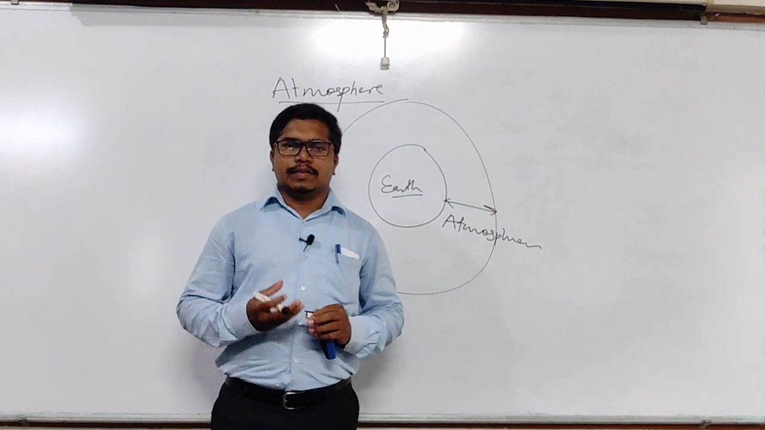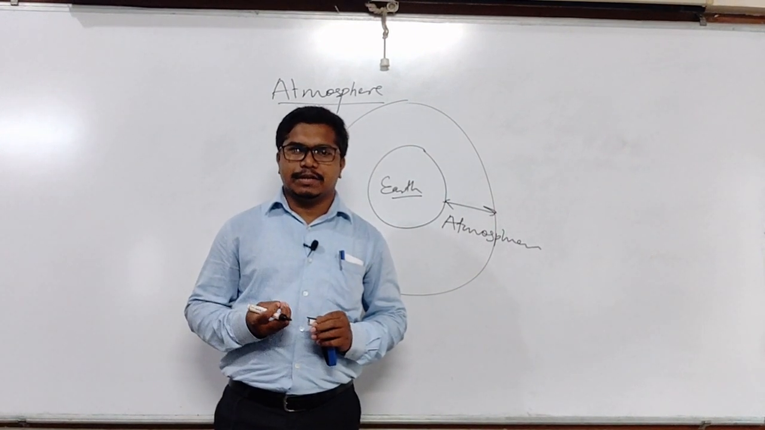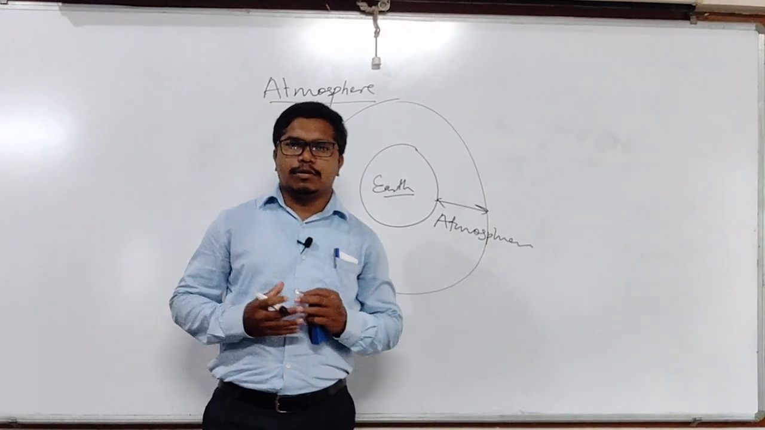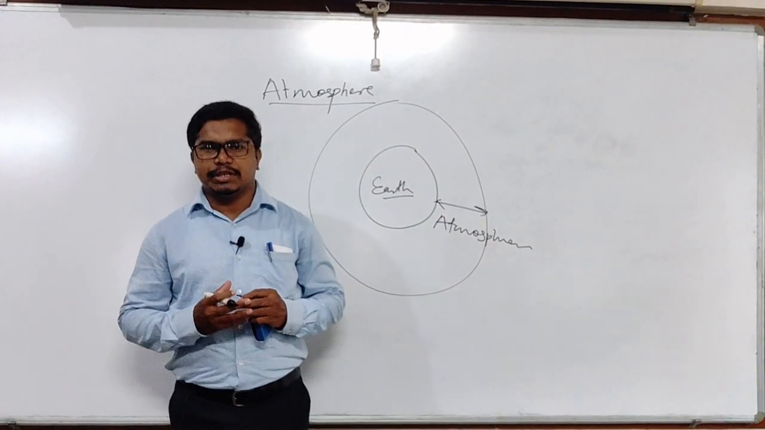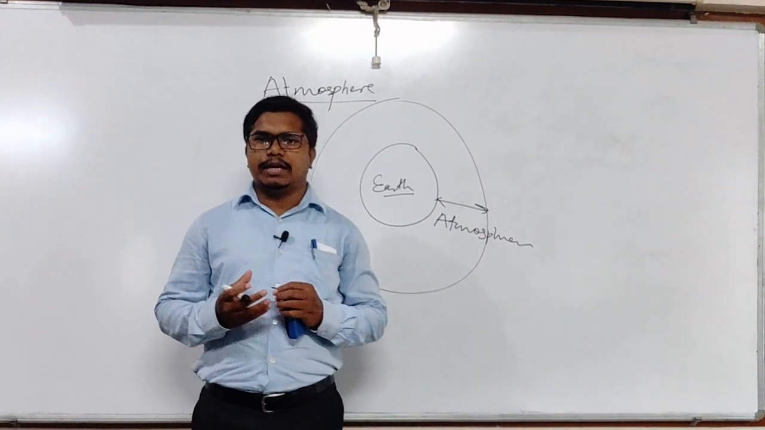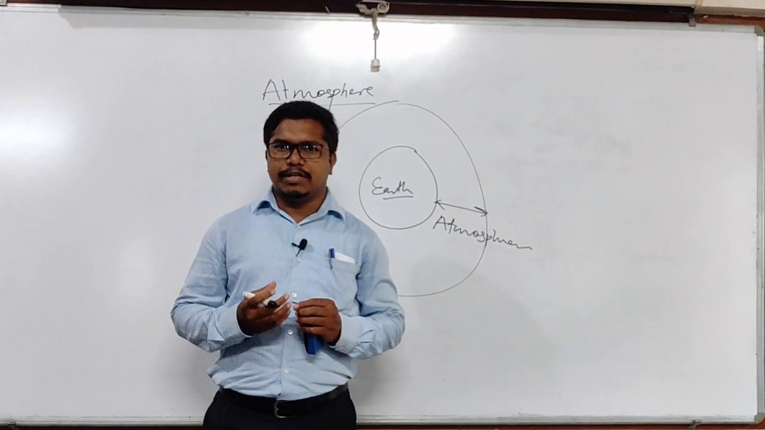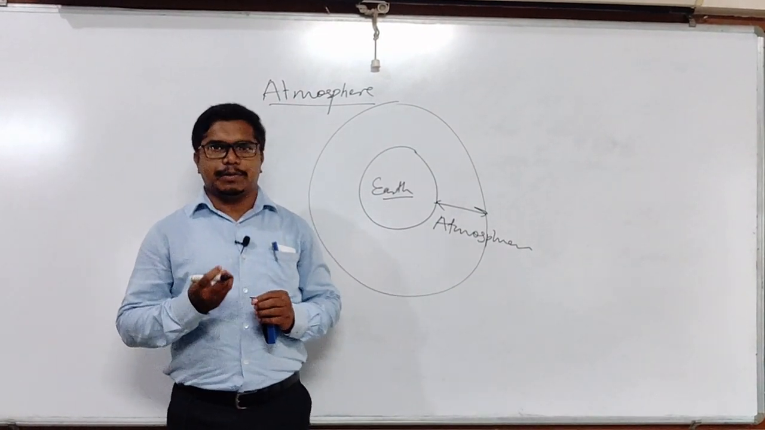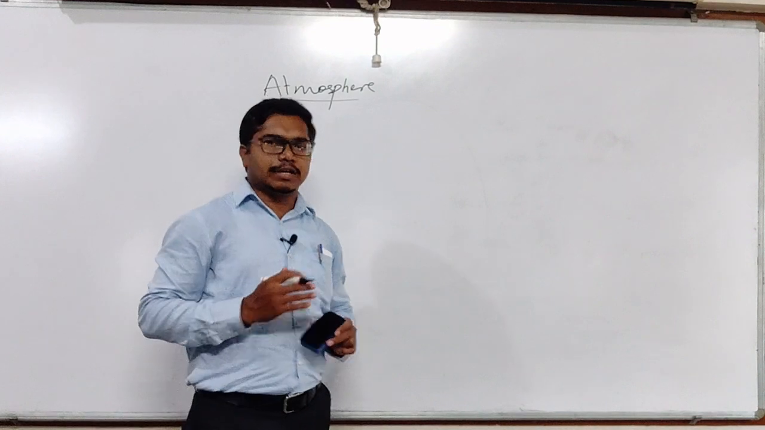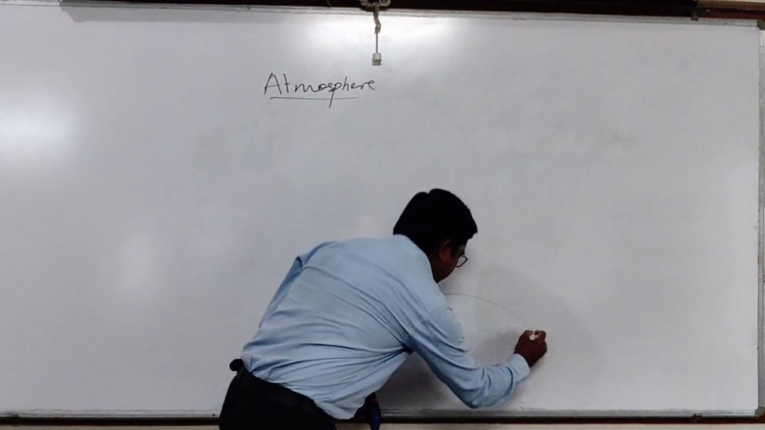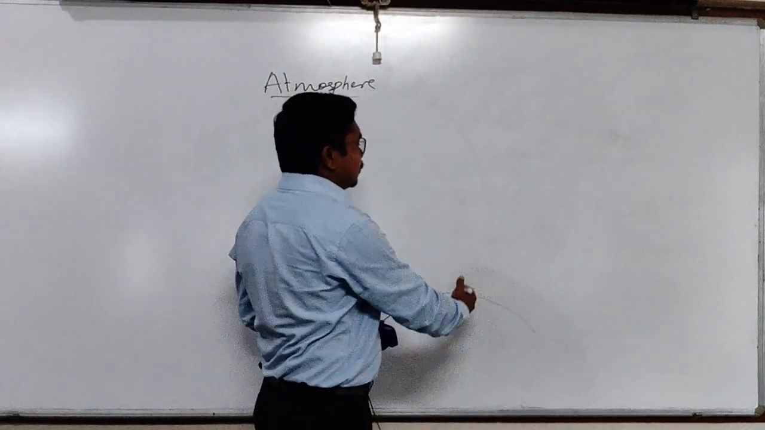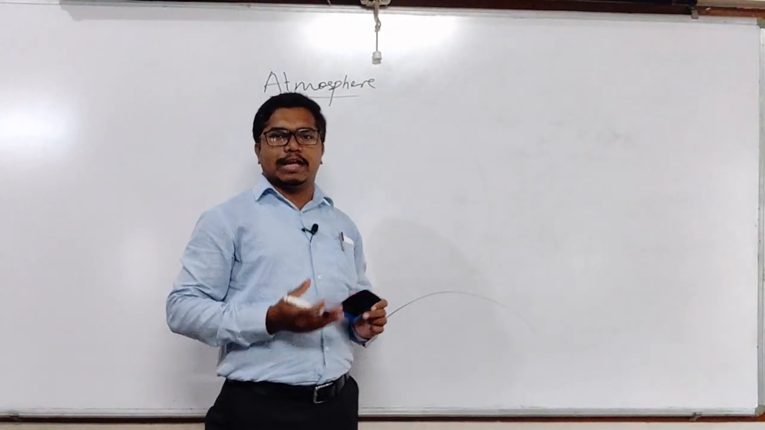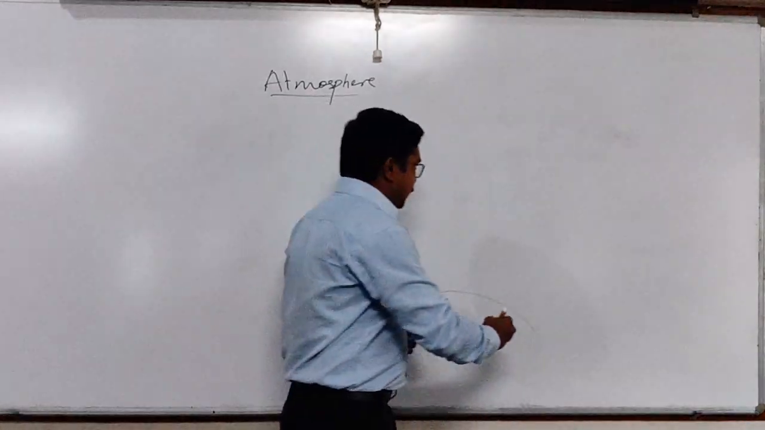As I said earlier, these gases or atmosphere is present in the form of various layers. On the basis of composition as well as temperature, this atmosphere can be divided into various zones. We will discuss all these zones by a simple diagrammatic representation. So consider this is the earth's surface, and as we move above the earth's surface, we will see there are changes in temperature as well as its composition.